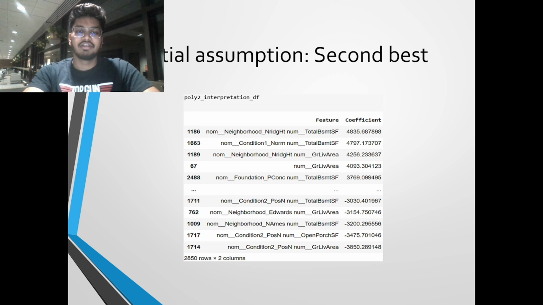Another key finding is the role of interaction terms. For instance, in the North Ridge Heights neighborhood, every additional square foot of basement space increased the effect on sales price by $4,835.69 compared to houses in the other neighborhoods. That's it for this slide. Thank you.